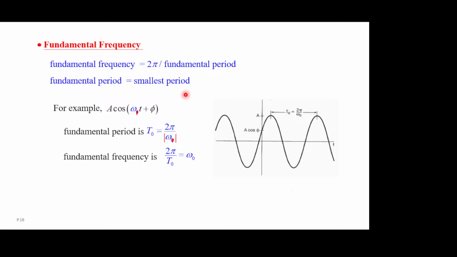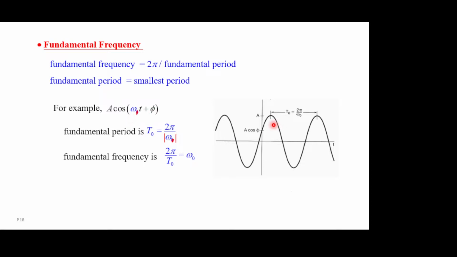The fundamental period, remember, we have a definition for this without having omega naught. The fundamental period is defined by the smallest T such that the time shift doesn't change the signal. So the fundamental period is the smallest period, and the fundamental frequency is defined by 2 pi divided by the fundamental period. As an example, we have a sinusoidal function here, a cosine of omega t plus phi.